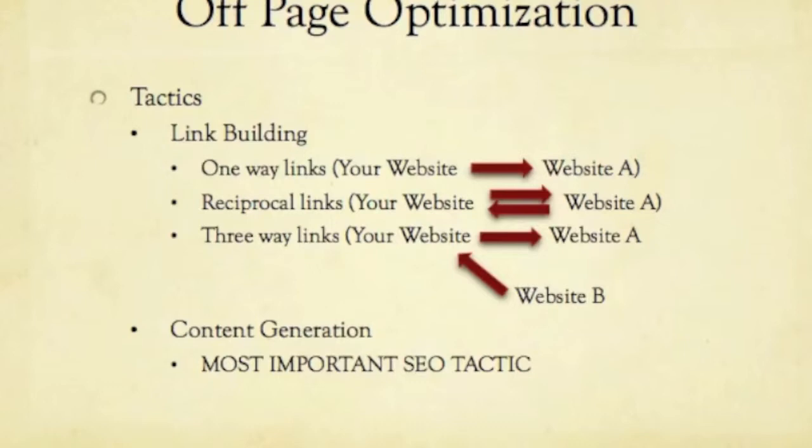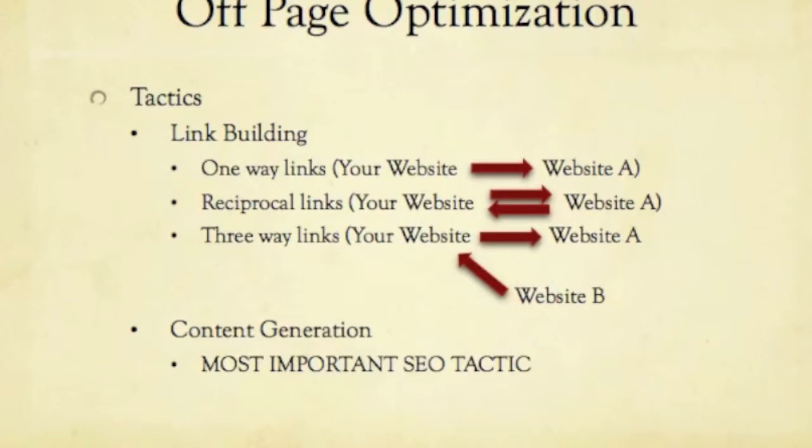So next we'll talk about some off-page optimization tactics. The first is link building, and there are three types of links. There's a one-way link, which is between your website and another website, or vice versa. The website could provide a link from your website or a link to your website on one of their sites.